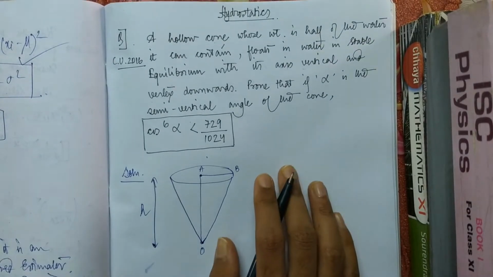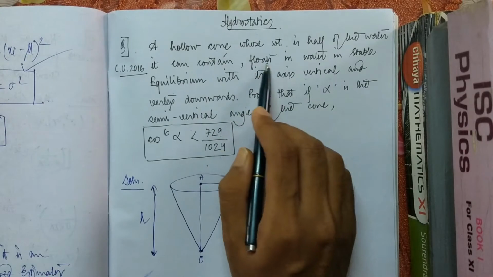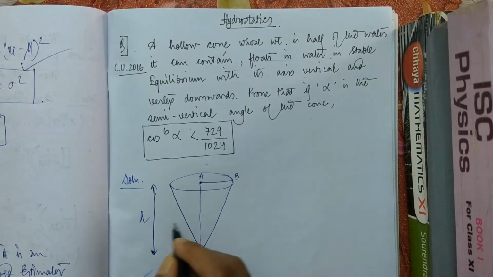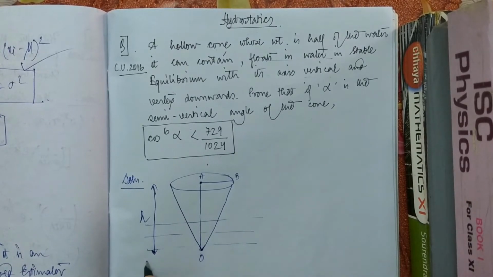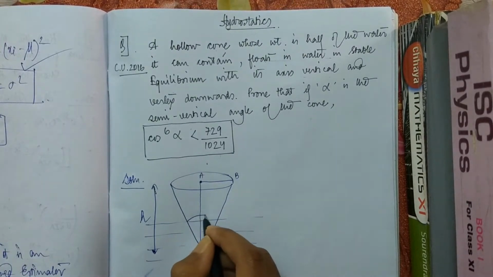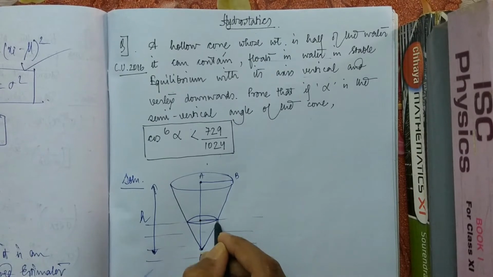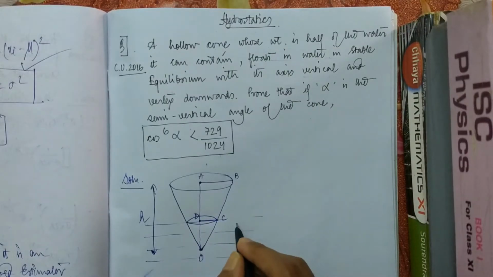Now the next part. It is given that this cone floats in water in stable equilibrium. Say some part of the cone is immersed in water, this much. So we have here another mini cone which is not hollow but solid in structure. Let us name this radius CD, and let's consider this height to be Y.